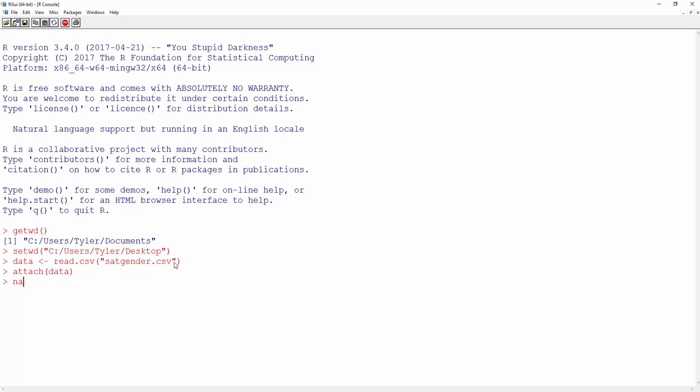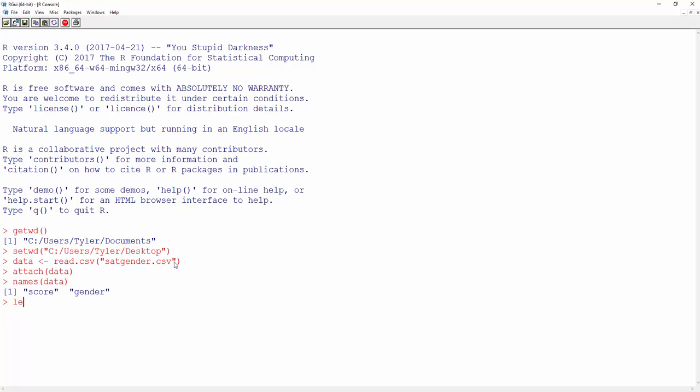Now another thing I like to do is go to names of data, and what this will do is tell me what was in the top row, what the column names were. So we have score and gender, all lowercase. It's important to pay attention to the spelling and the capitalization.